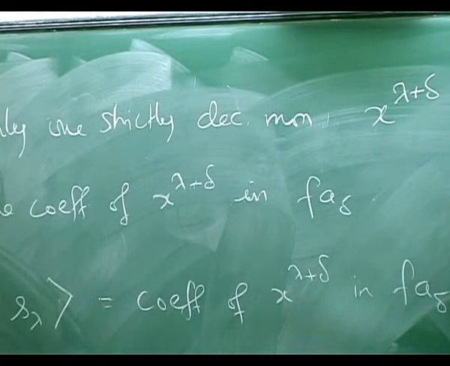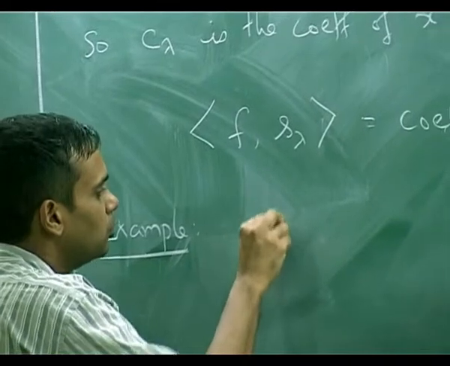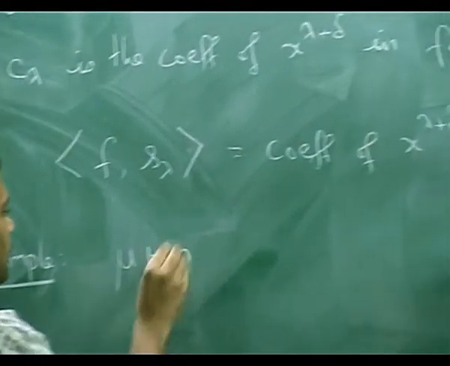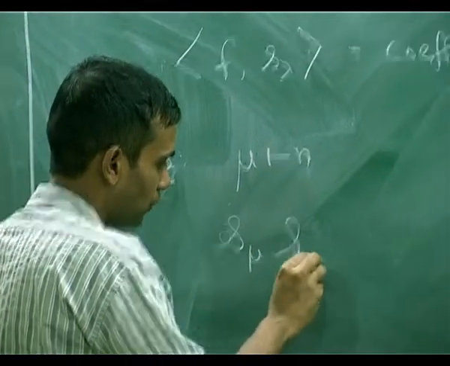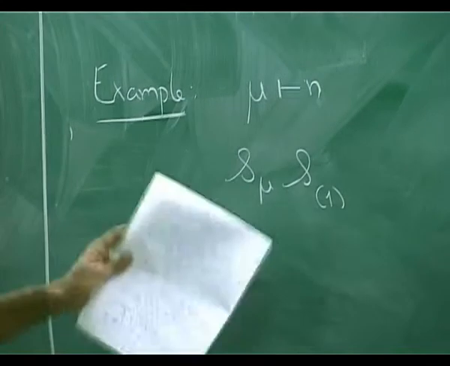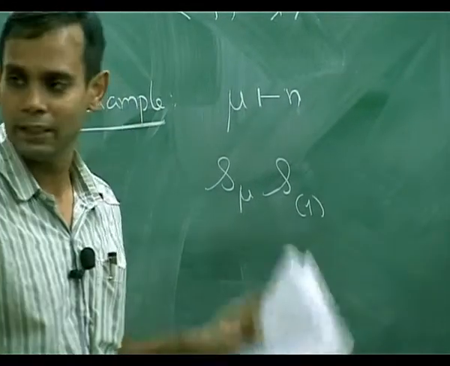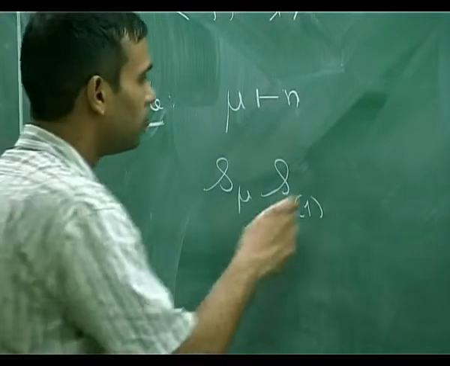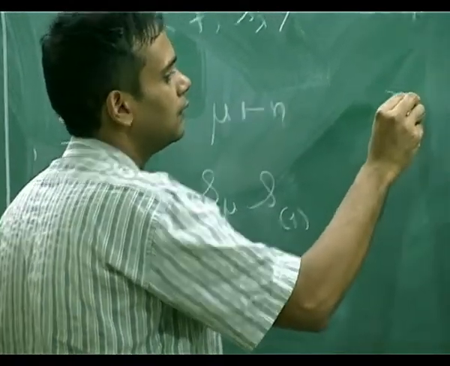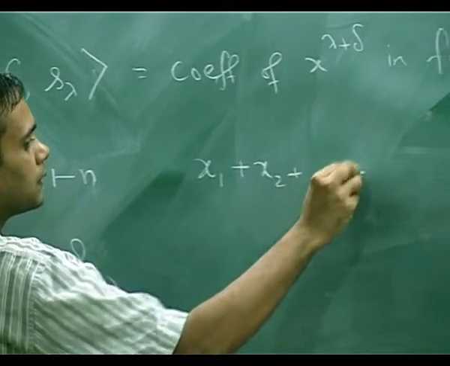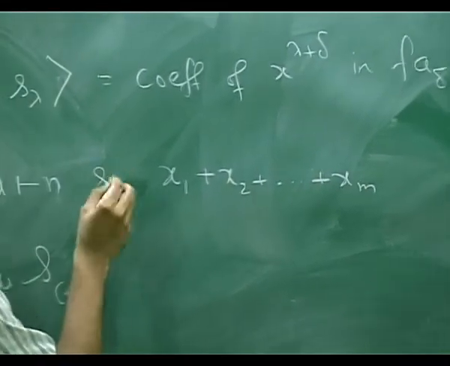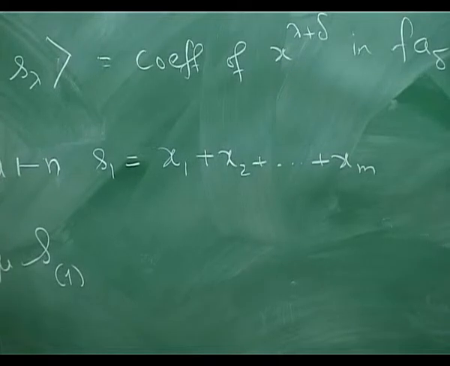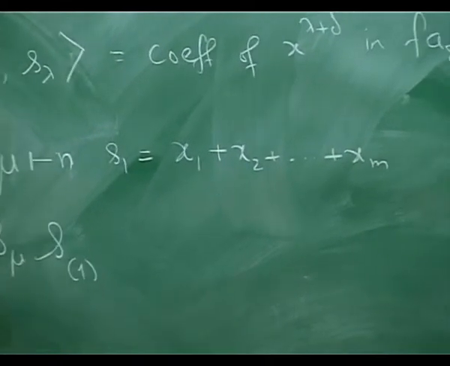Let's try an example of this. Let's take a partition mu of n and take the Schur function s mu and multiply it by the Schur function s1. Okay, this s1 is a symmetric function of degree 1. It's a Schur function. It turns out to just be x1 plus x2 plus ... plus xm. This is s1 in m variables. Okay, s1, p1, they're both the same.